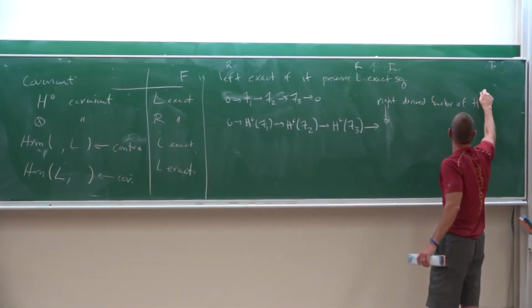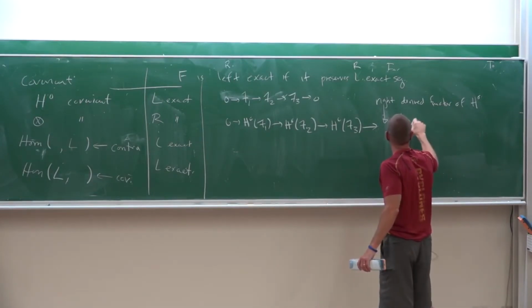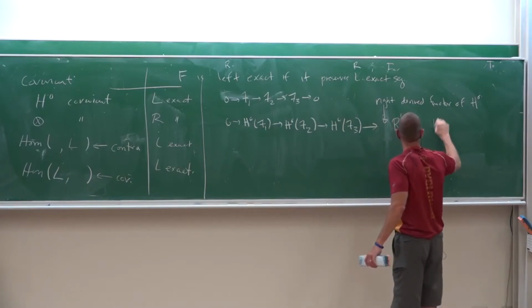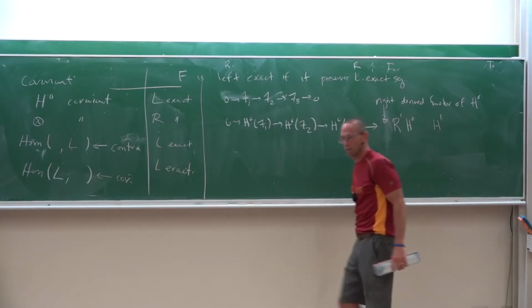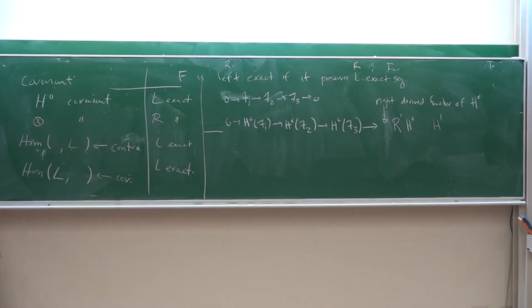And it is of our functor h0. So this is typically called R1 of h0, and it's going to be written in our case as an h1 of the sheaf homology. All right, so that's the definition. How do you compute these things? That's what they're designed to do.